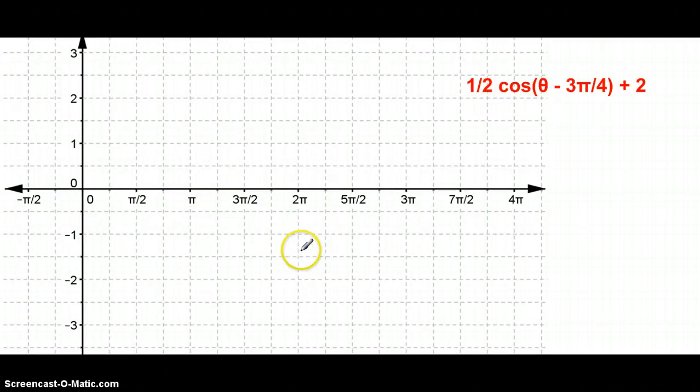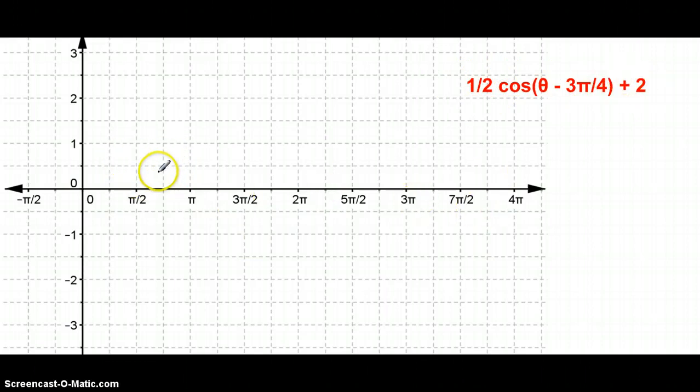Now let's try graphing 1/2 cosine of theta minus 3 pi over 4, plus 2. We should have a cosine parent function shifted to the right by 3 pi over 4, vertically compressed by a factor of 1/2, and then shifted up by 2 units. Let's draw the parent function first.